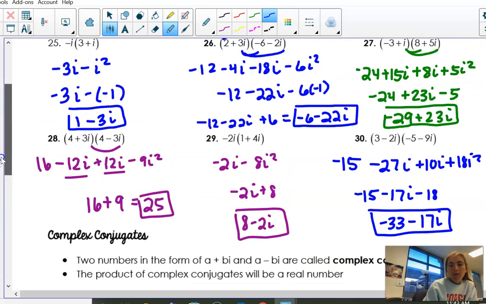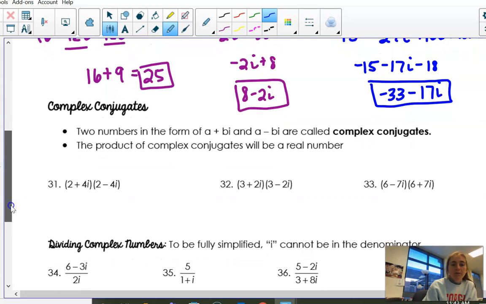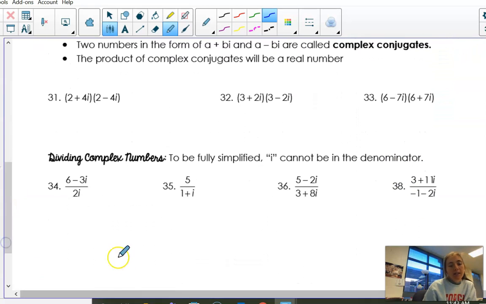All right, that's part 1 of the video. We're going to finish talking about complex conjugates and dividing complex numbers tomorrow. So there will be part 2 for this video.